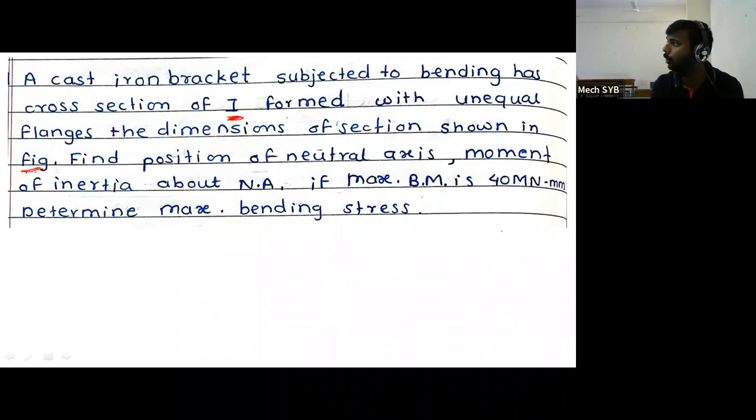In bracket yt or yc, कुठला पण असू शकतो. Position of neutral axis is equal to y bar in bracket YT or YC. So find the position of neutral axis, then moment of inertia about neutral axis. बरोबर, म्हणजे काय काढायचं आपल्याला?